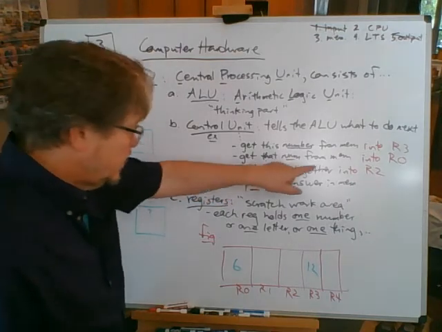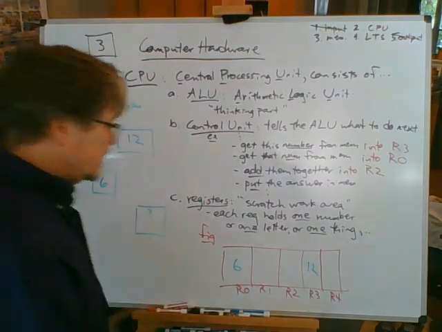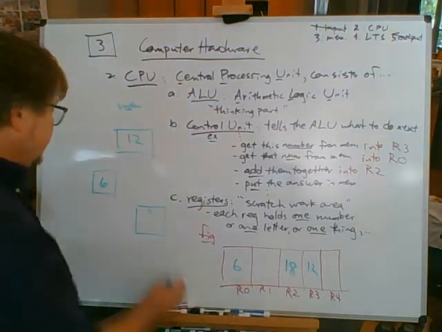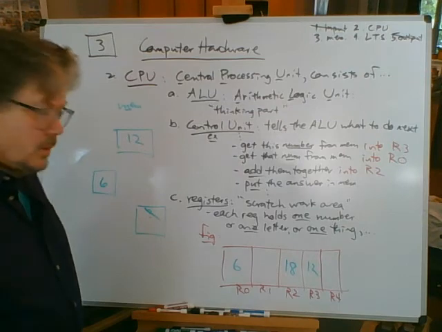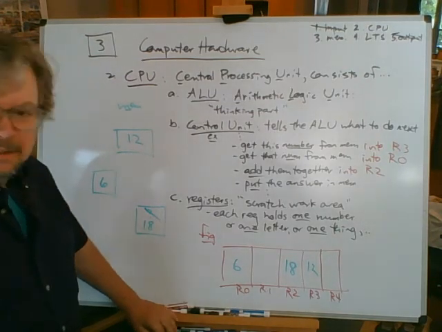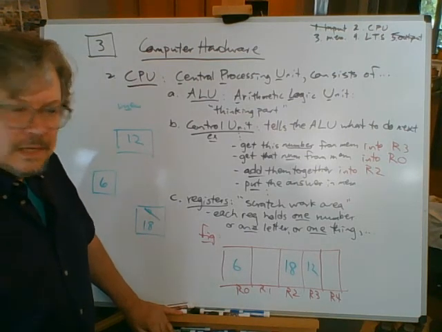Add them together into register 2. Let's see, 6 plus 12, even I can do that. That's 18. That goes into register 2. Put the answer back out in memory. Overwrite the garbage with an 18. Done and done. Happened in a microsecond. That's just it.